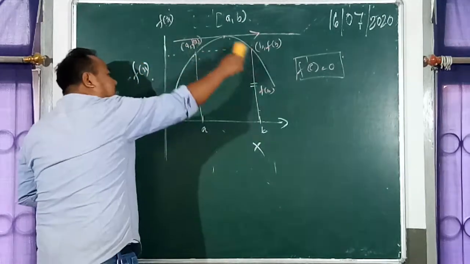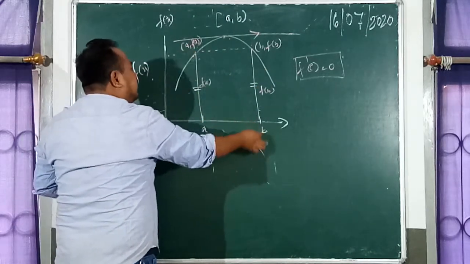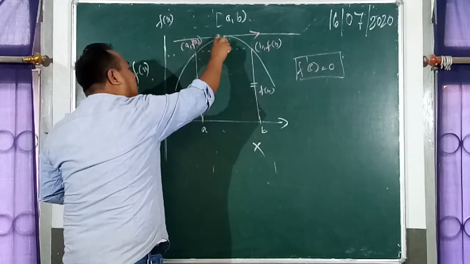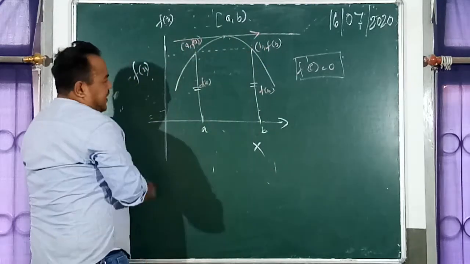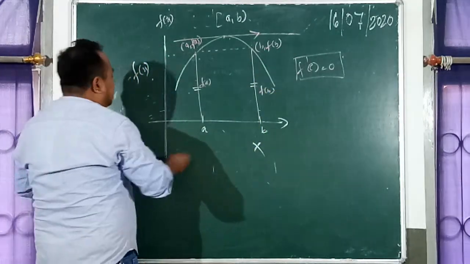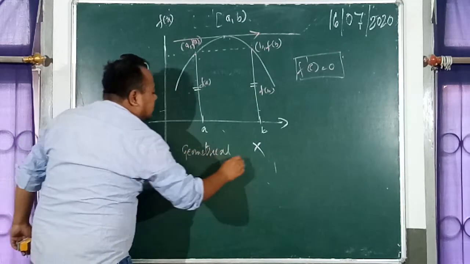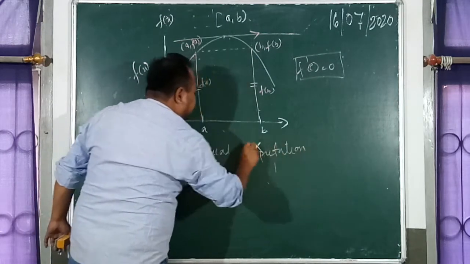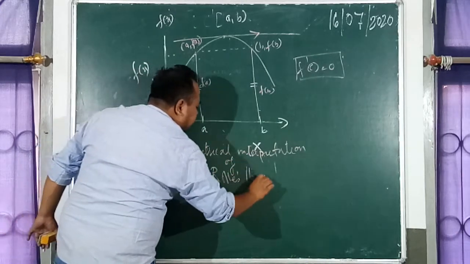Once again, I made a curve. You take a point A, find out FA. You take a point B, find out FB. If FA is equal to FB, then there is a point on the curve between A and B such that the tangent is parallel to x-axis. So f dash C means the tangent is parallel to x-axis. So this is called the geometrical interpretation of Rolle's theorem.